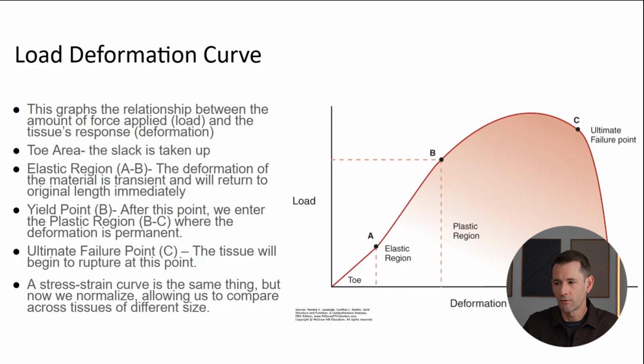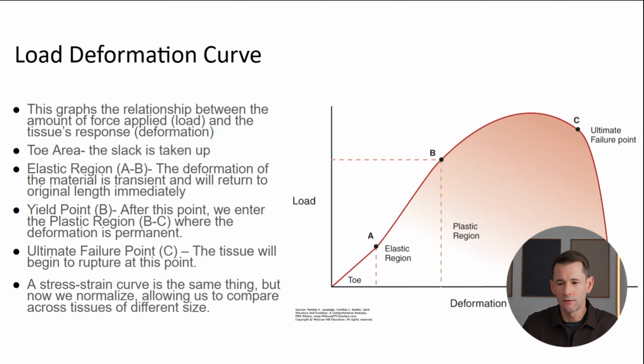And there's a few different regions broken up here on this graph. The intercept to A, that's your toe region. So in that toe region, you're just aligning those collagen fibers. At rest, most tissue has some wavy patterns to it, meaning that there's some slack in it. In this toe region, or this very first part of the graph, we're just taking that slack up. So your toe region is taking up the slack.